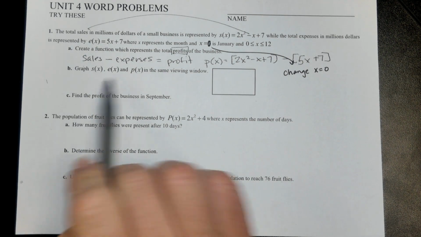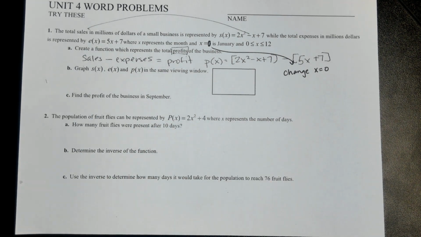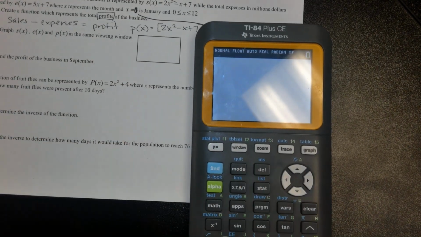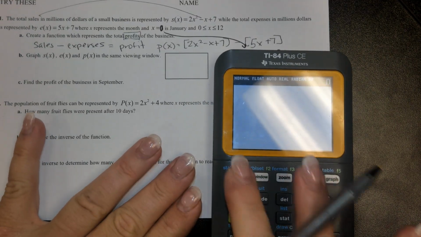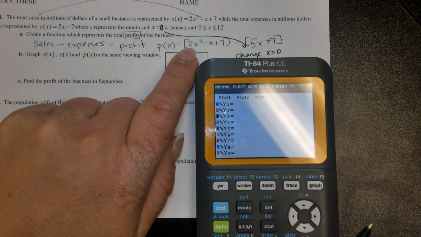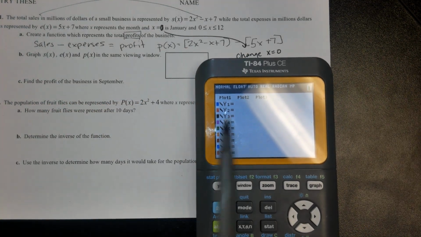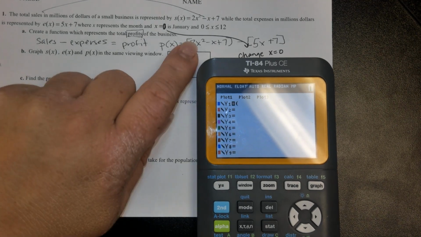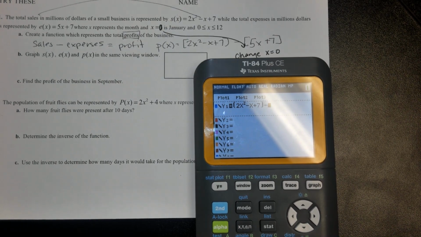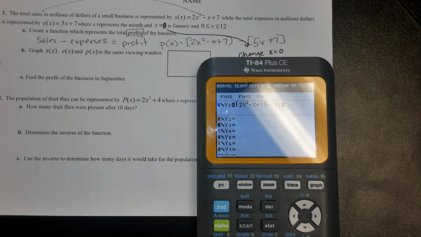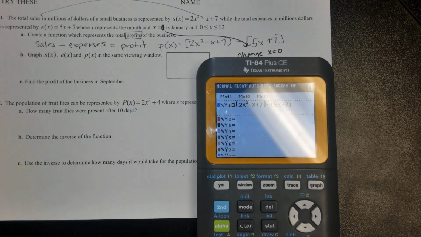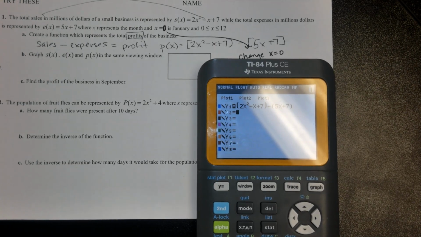Okay, the next one says we want to graph all of these on the same window. So can everybody do second plus 7, 1, 2? And we're going to go up to y equals. And I'm going to start by plugging in the P of X first. And let's all do the same so we have the same colors. In the blue, I'm going to put a parentheses and 2x squared subtract x plus 7. And now I'm going to subtract that from 5x plus 7. So here is going to be, again, my sales subtract my expenses. Now go down to the second line.